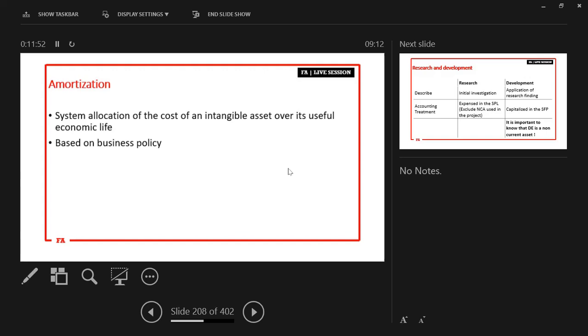Now, amortization, similar to depreciation, is a method of writing off the cost of the intangible asset over its economic useful life. It's very important for us to see that. Of course, amortization will be based on company managers' discretion and business policy. So please, let us remember that.